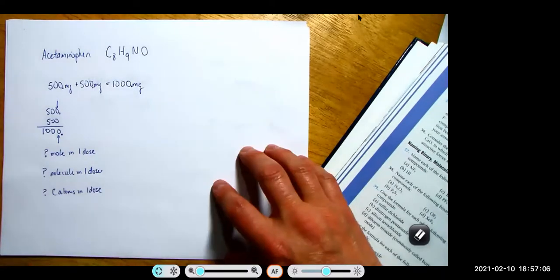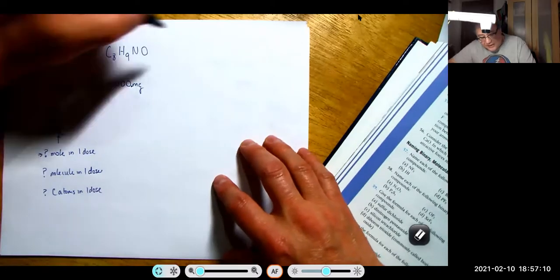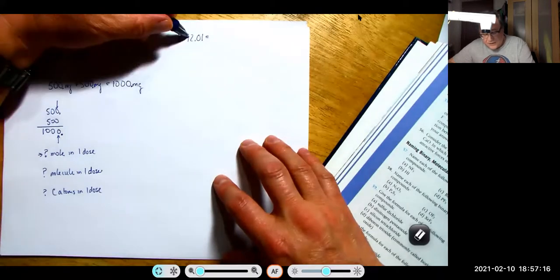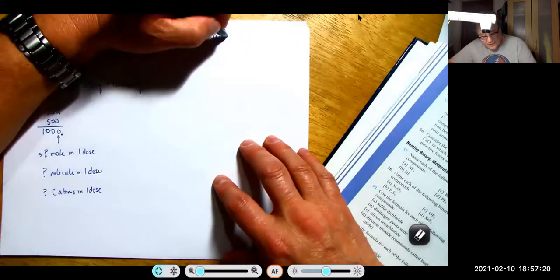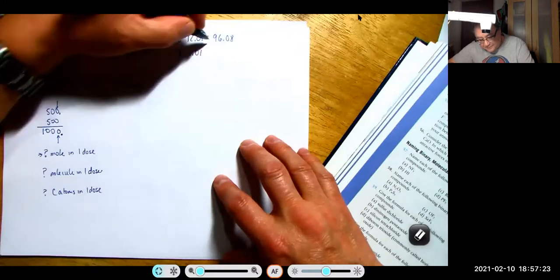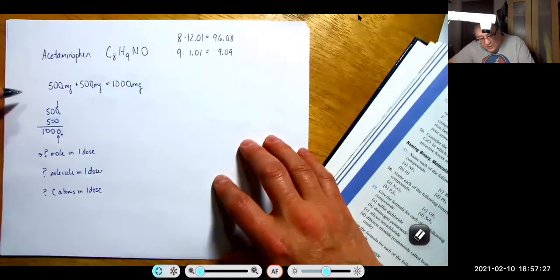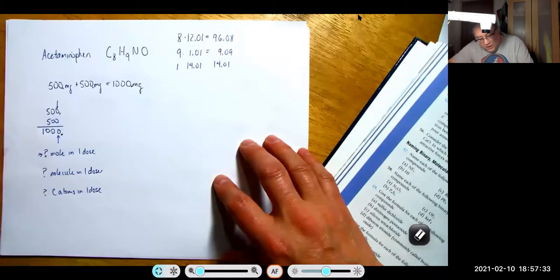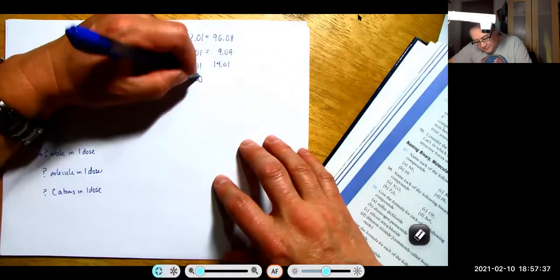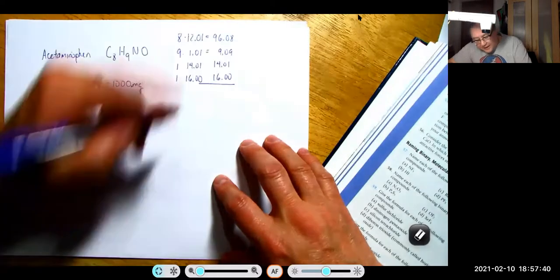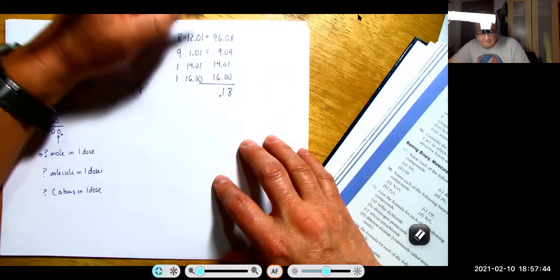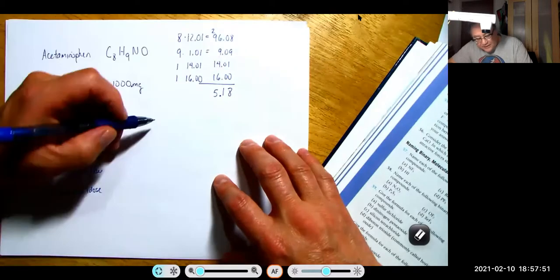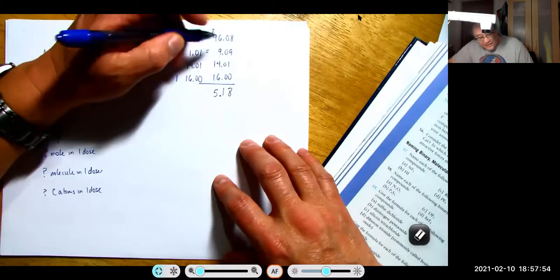Yes. So to get moles, we need the molar mass. 8 carbons: 8 times 12 is going to be 96. 9 hydrogens, 1 nitrogen, 1 oxygen. When we add these all up, we get an 8, carry the 1, 7, 18. 15 plus 10 is 25, so carry the 2. And then 10, 11, 12, 13. So that is the molar mass of this guy.